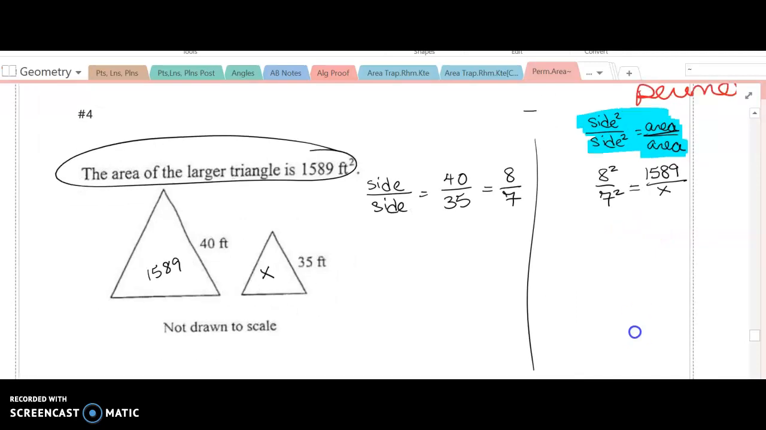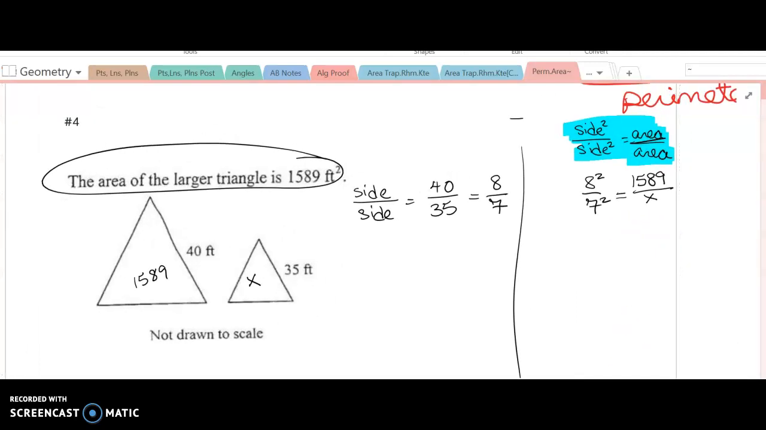Okay, so from here we know that 8 squared is 64 and 7 squared is 49, still equals 1589 over x. And then when we cross multiply, 64 times x is 64x, and 49 times 1589 is 77,861.